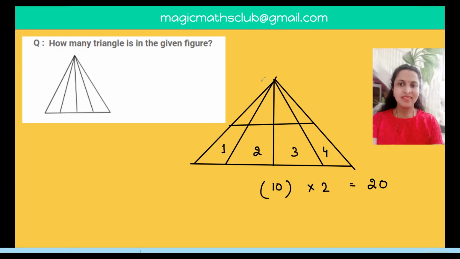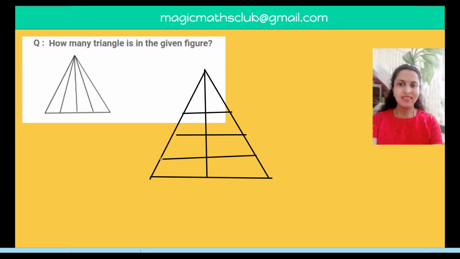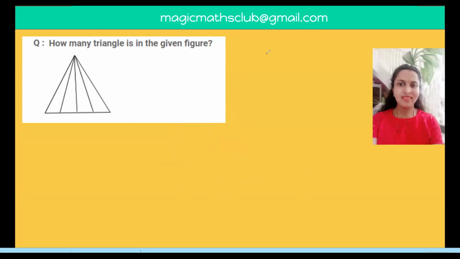Now let's take another case. Suppose you have it like this. Okay, then you divide it vertically first, and then you divide it horizontally like this. So how many horizontal lines? 1, 2, 3, 4, right? And here 1, 2. So the horizontal lines are 4 and the vertical line is 1. So 1 plus 2 equal to 3. So 3 into 4 equal to 12. That many triangles it will have. So I hope you understand this part.